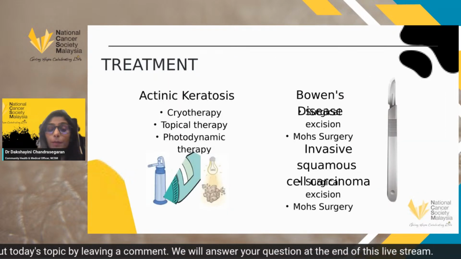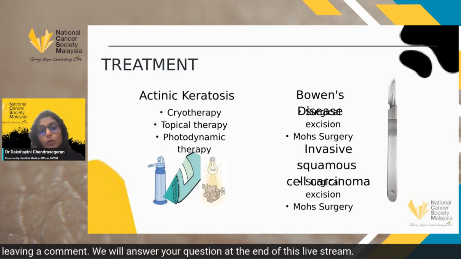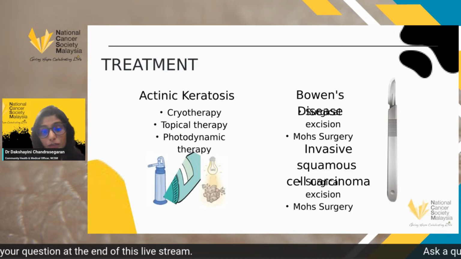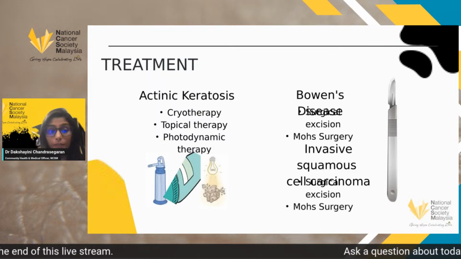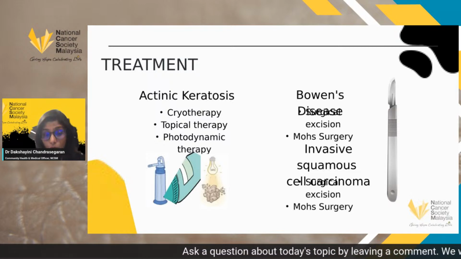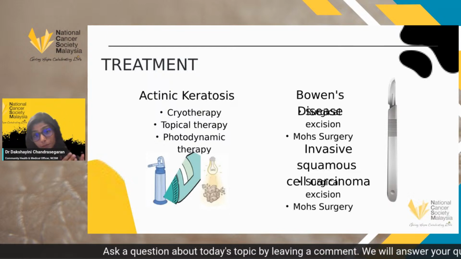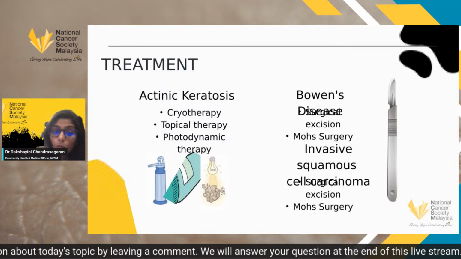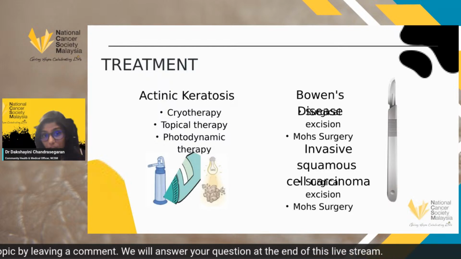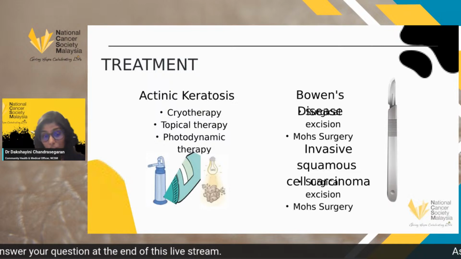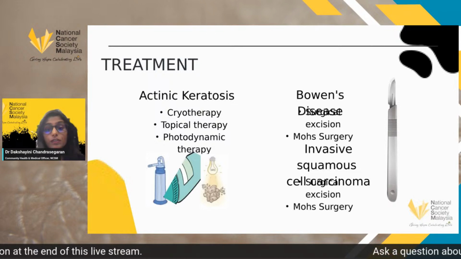So treatment depends on the stage of the cancer. When it's still at actinic keratosis, which is precancerous, it can be treated with cryotherapy, topical therapy with fluorouracil or imiquimod, or even photodynamic therapy. This is to prevent it from progressing to Bowen's disease. But once it has reached Bowen's disease or even further invasive squamous cell carcinoma, it has to be sent for surgical excision, or Mohs surgery is the first line.